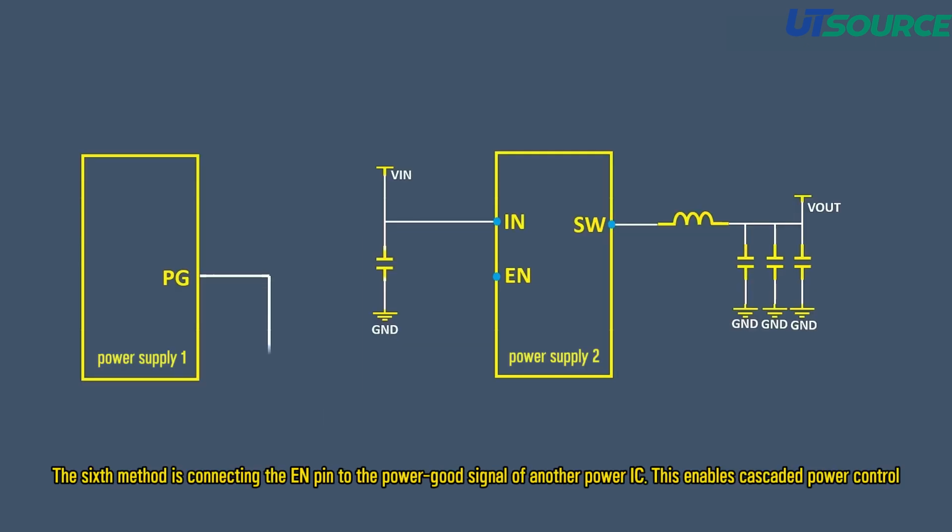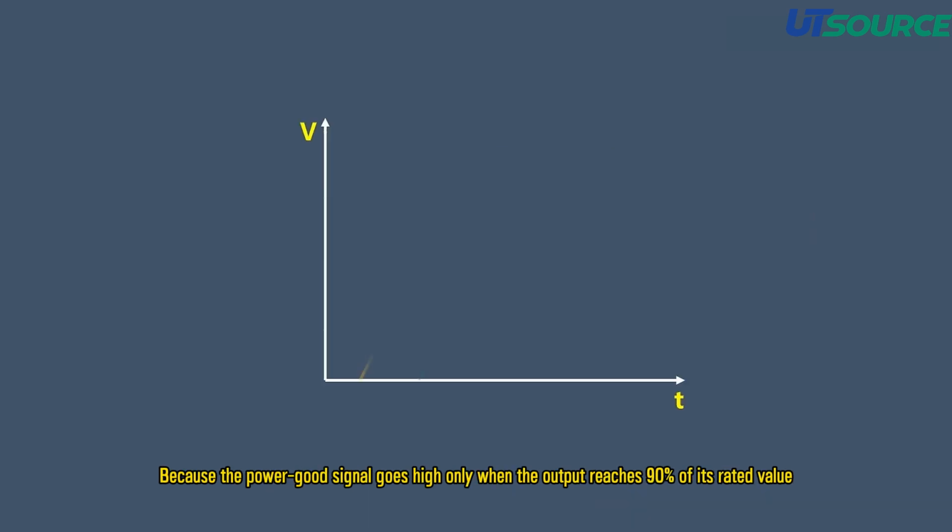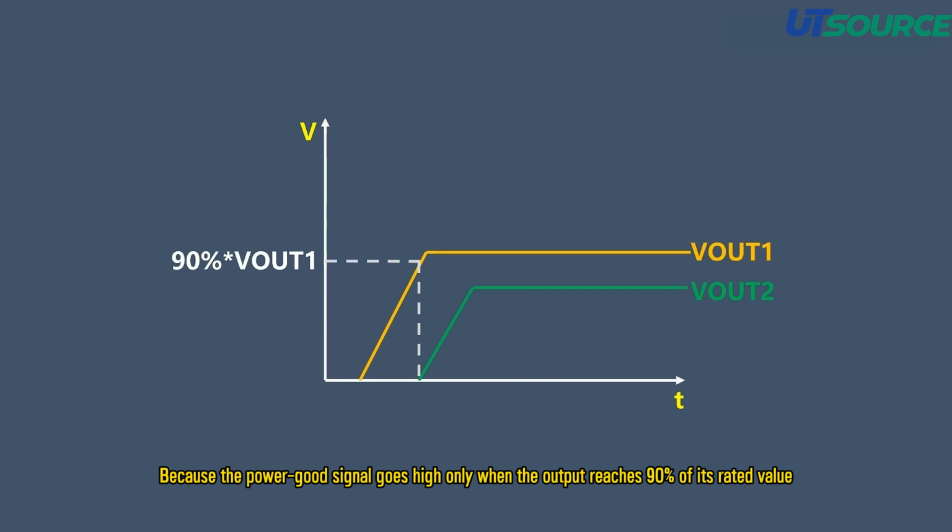The sixth method is connecting the EN pin to the power good signal of another power IC. This enables cascaded power control. Because the power good signal goes high only when the output reaches 90% of its rated value. Before that, it remains low. Therefore, Vout2 outputs only after Vout1 has powered up. This achieves proper power sequencing.